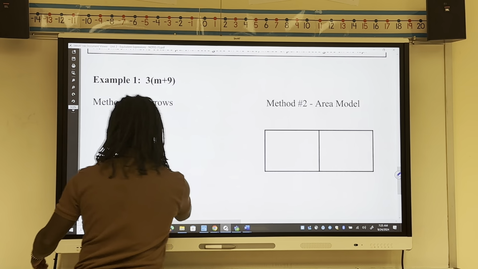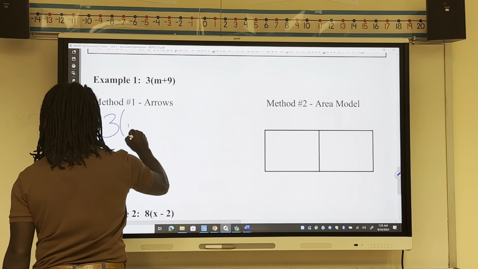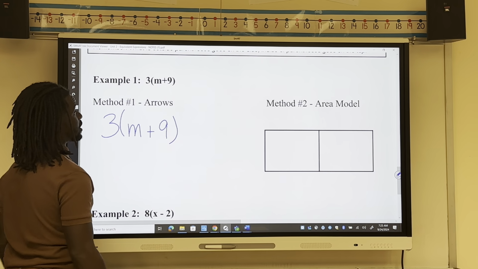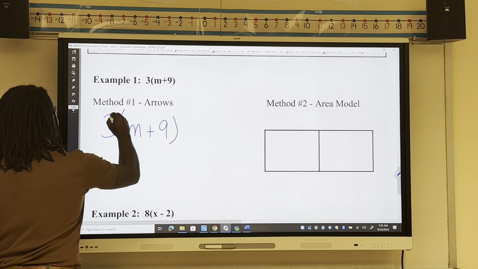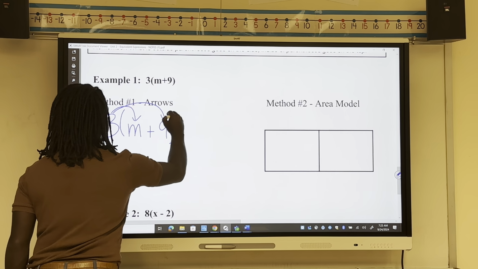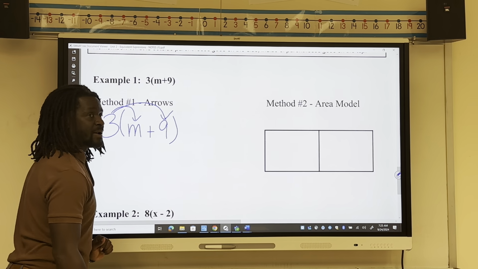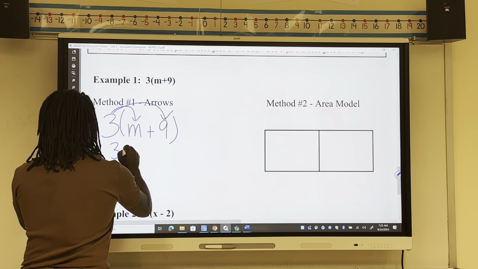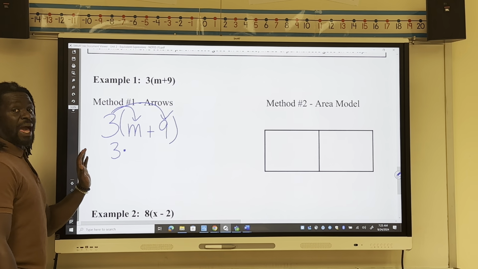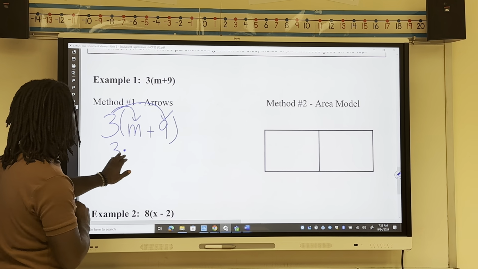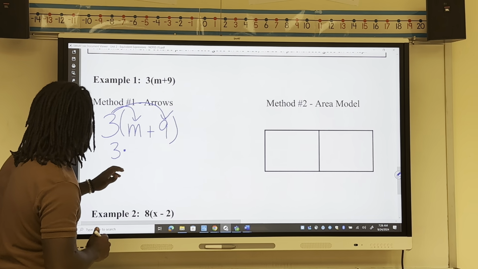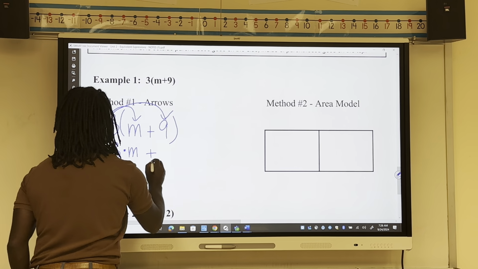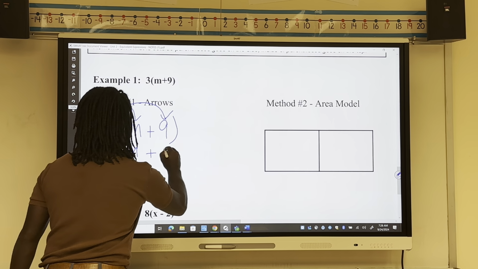So I have 3 times the sum of m and 9. Okay, and so the first method I'm going to use is the arrows method. So I'm going to draw arrows to both the m and the 9 to indicate that I need to multiply. So I'm going to do 3 times, now in algebra, we no longer use the X symbol as multiplication. We could either use the dot or parentheses. So 3 times m plus 3 times 9.